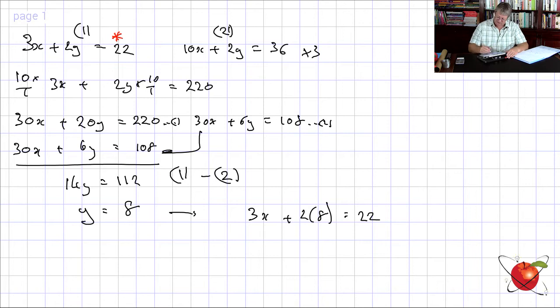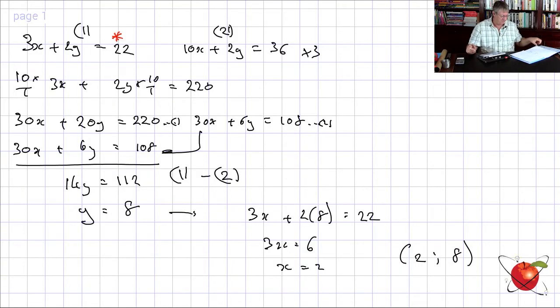So therefore, 3x is going to equal 22 minus 16, which is equal to 6. Therefore, x is equal to 2. My coordinates are thus 2 and 8. Essentially, and we'll see it in the chapter when we deal with functions, that is where those two straight lines actually cut, at the point 2 and 8. So it's the intersection of graphs that we are doing at the same time, all right? Which we have spoken about before.